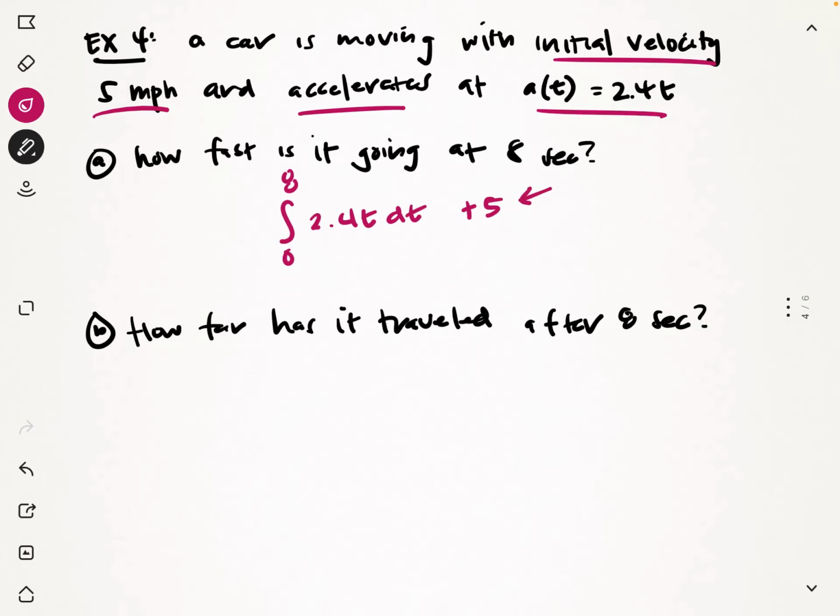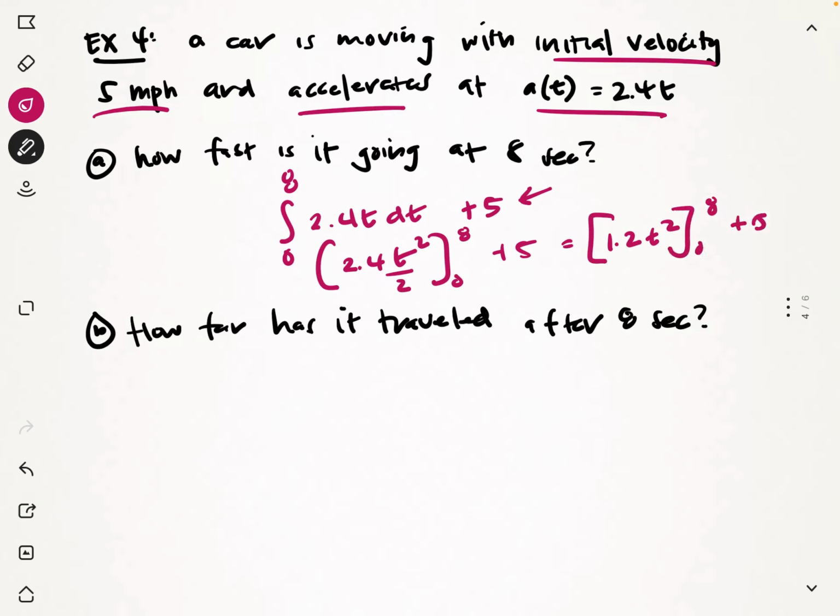Okay, so we're going to do our integral. The integral of 2.4t is t squared divided by 2, so 2.4 t squared over 2 from 0 to 8, and then add our 5. Okay, so 2.4 divided by 2 is 1.2. So let's rewrite this: 1.2 t squared from 0 to 8 plus 5.